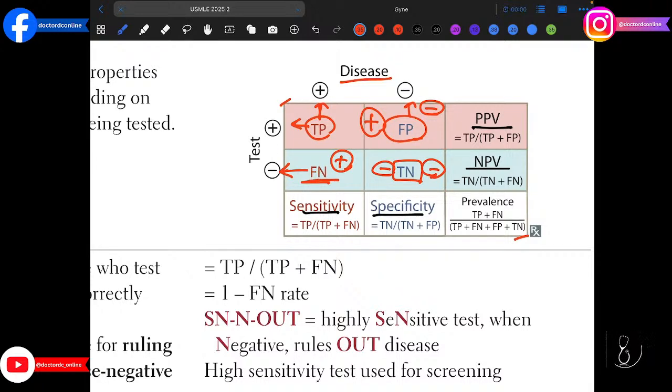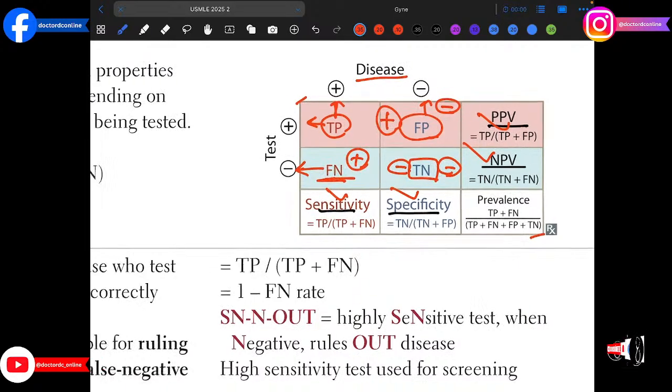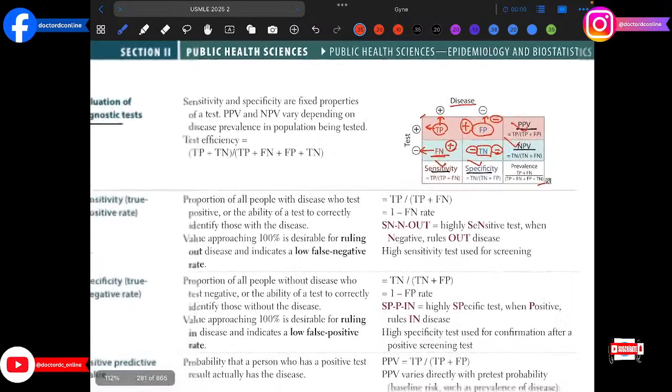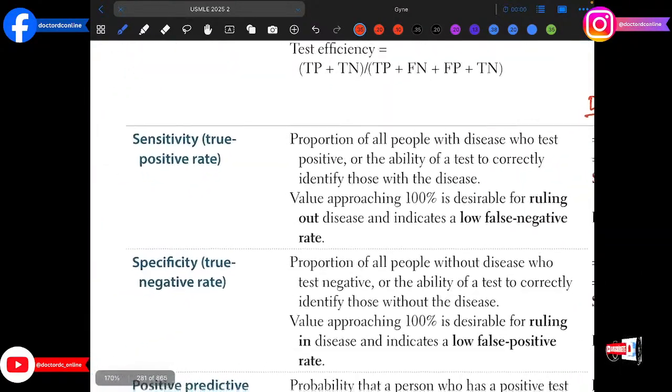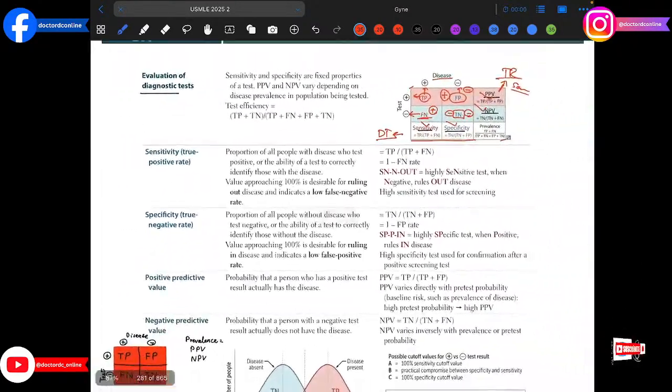So what's the benefit of constructing this table? Well, you can use this table to calculate the sensitivity, the specificity, the positive predictive value, and the negative predictive value. The sensitivity and specificity here are parameters that describe the diagnostic test itself, while the positive and negative predictive value describe how to interpret the test results in a clinical scenario. All right. So first up here, we have sensitivity.